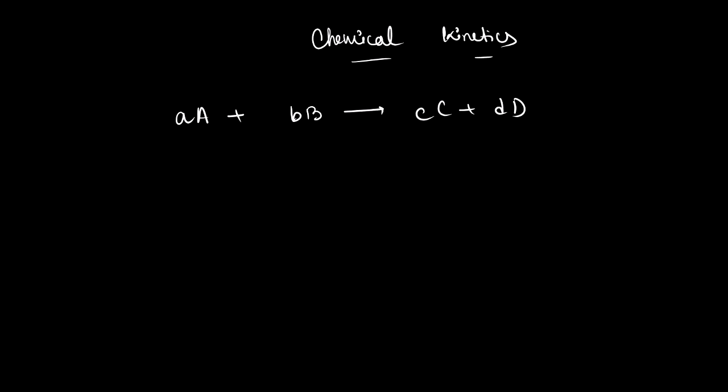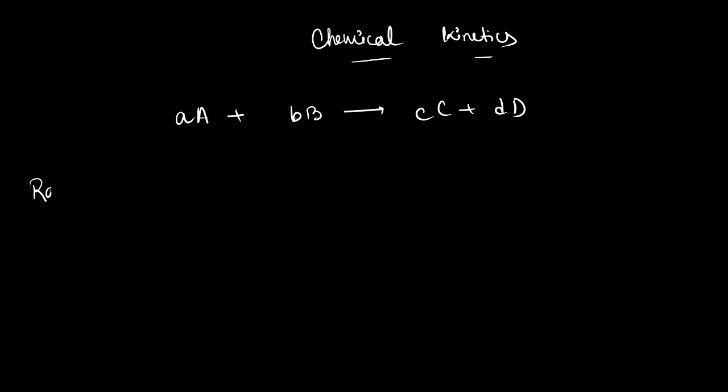So chemical kinetics. First, I will not go into the detailed concept. In this one shot video, I will just touch the points. First of all, suppose we have the reaction aA + bB → cC + dD. Here small a, b, c and d are the coefficients, and A, B, C, D are the reactants and the products.